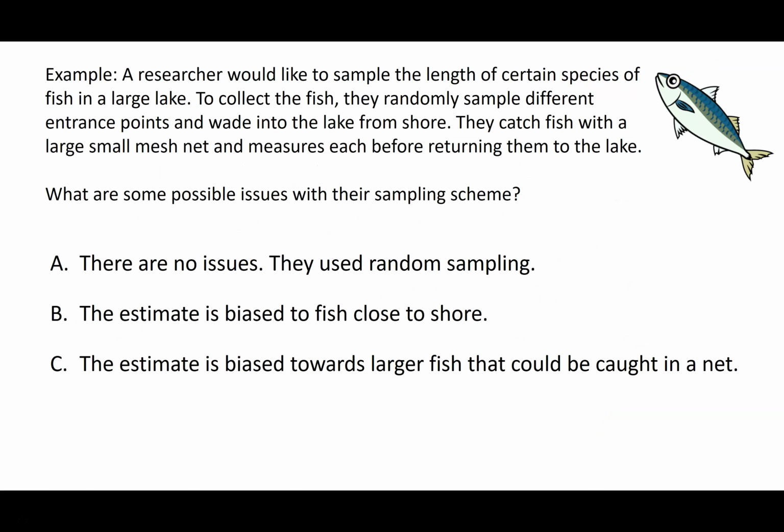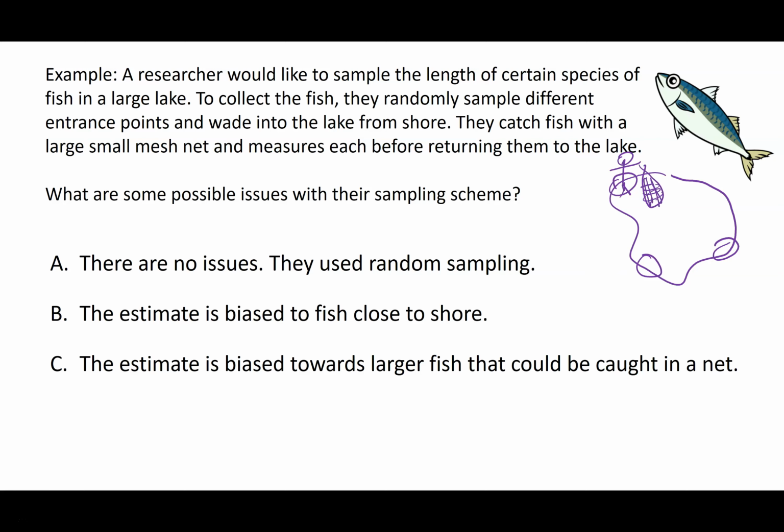Okay, so here's an example here. We have a researcher. They would like to sample the length of certain species of fish in a large lake. So they have one lake they're interested in. They want to know the length, probably the average length of all that type of fish in that lake. So to collect fish, they randomly select different entrance points. So maybe I have a lake here, and they randomly select here, and here. I don't know. Hopefully more than 3. And they wade into the lake. So they walk in, and they're in here, and they have a small mesh net.